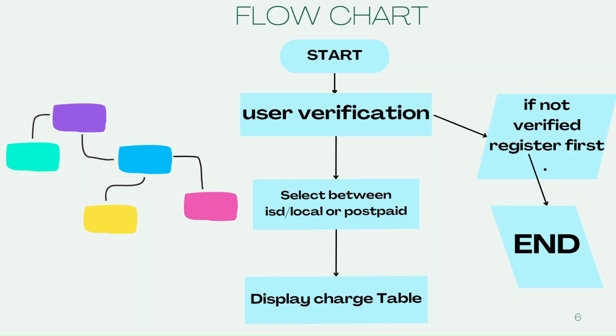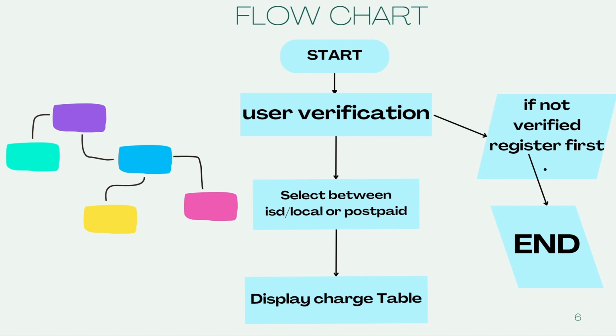So now let's have a look at the flowchart, which would help us to understand the project better. Firstly, we'll start the code, and the code would ask the user for verification. If the user is not verified, the user is asked to register first with the website, and the code would terminate. If the user is verified, then we'll further proceed to the selection of the plans from ISD, local or postpaid choices.